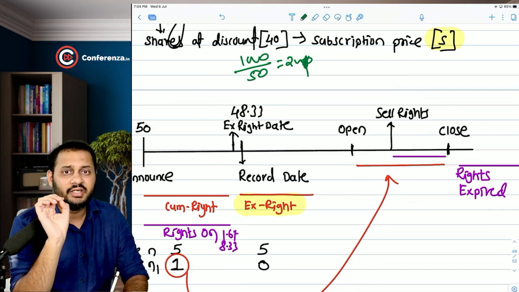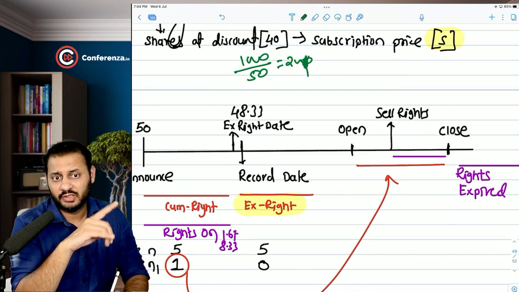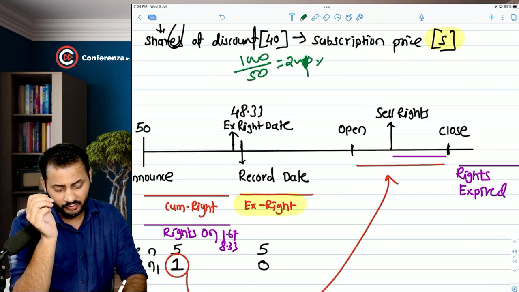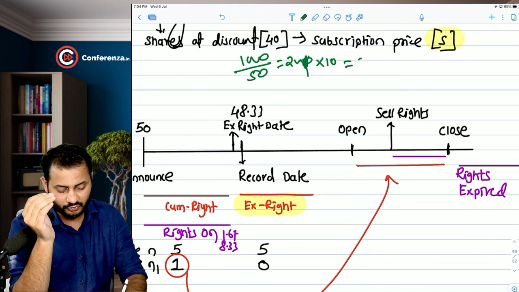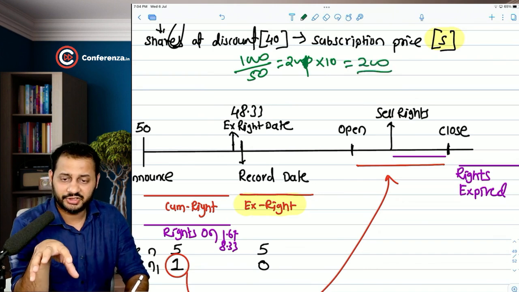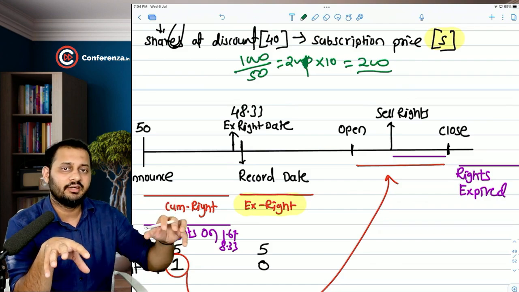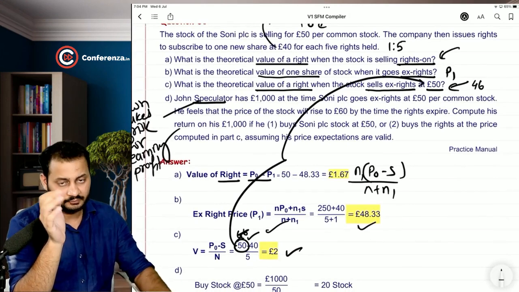You can buy 20 shares today and sell those 20 shares at £60 at the expiry, and the profit will be £10 on each share, 50 to 60, and the total profit will be £200. In this case, if you buy the share and then sell it, the profit will be 200. Okay, what is the question asking us?